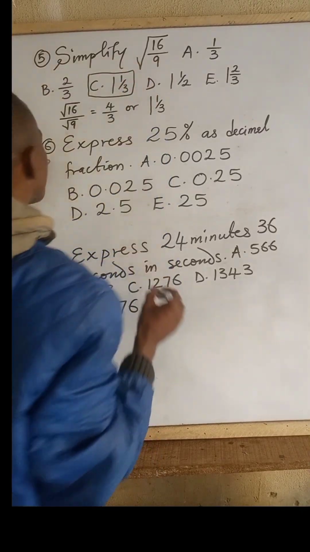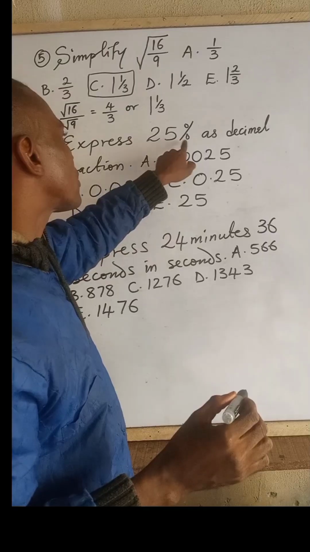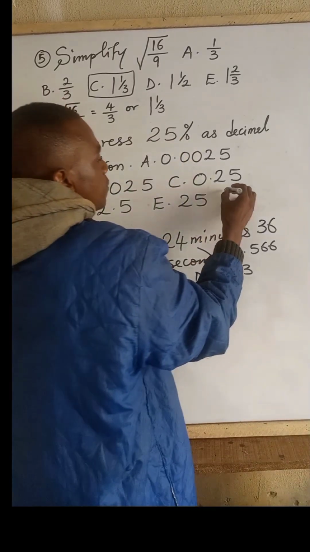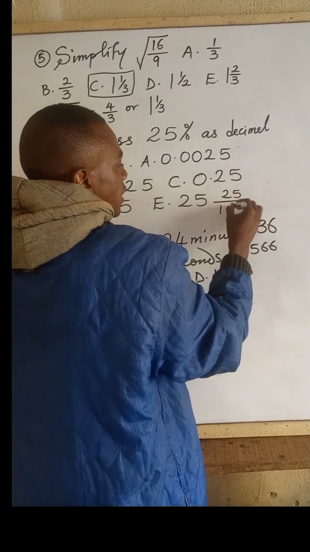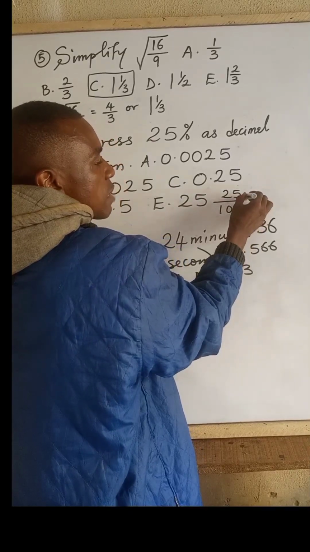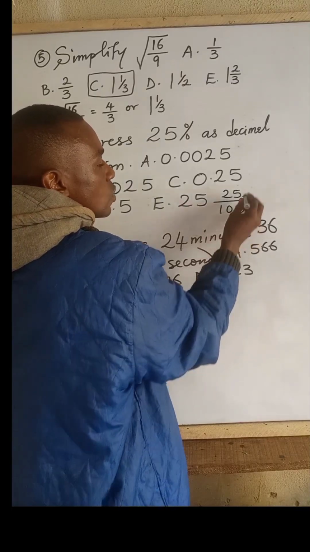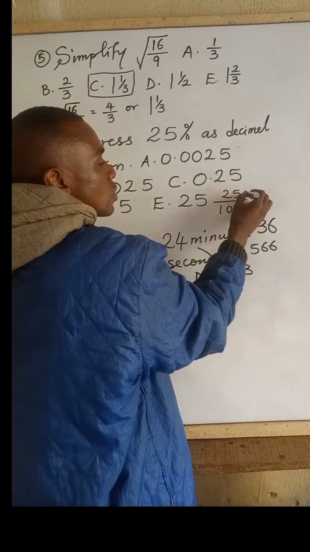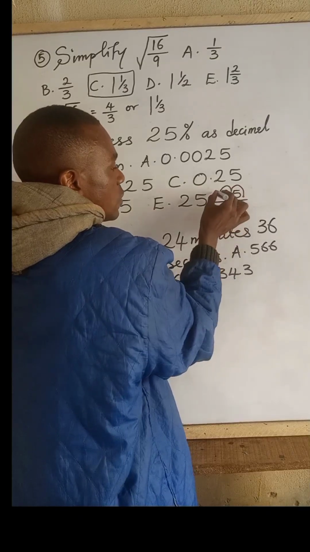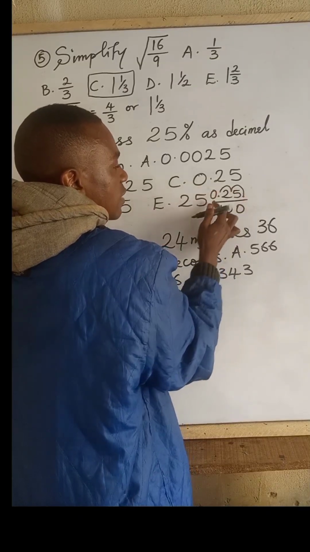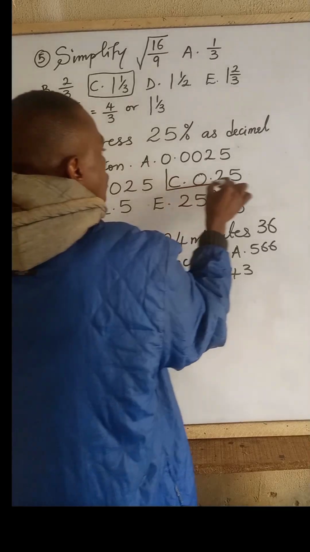We move to question number 6. What we have here is express 25% as a decimal. How do we do that? You will write 25 over 100. There is an invisible point here, make it visible. How many zeros do we have in 100? 2 zeros. So this invisible point will go backwards 2 times. That is 1, 2. Okay, we now use 0 to cover the point. So what we have as the answer is 0.25. That is option C.